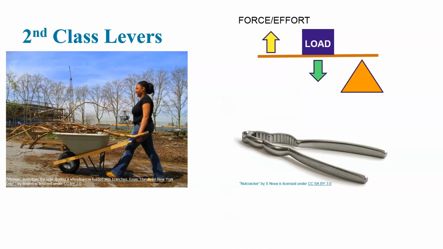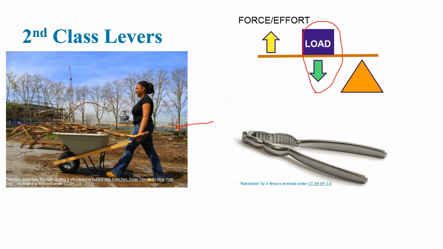In a second-class lever, the load is in between the force or effort and the fulcrum. Generally, these levers increase the effect of the force because it's applied opposite the fulcrum. A classic example of a second-class lever is a wheelbarrow like this one.